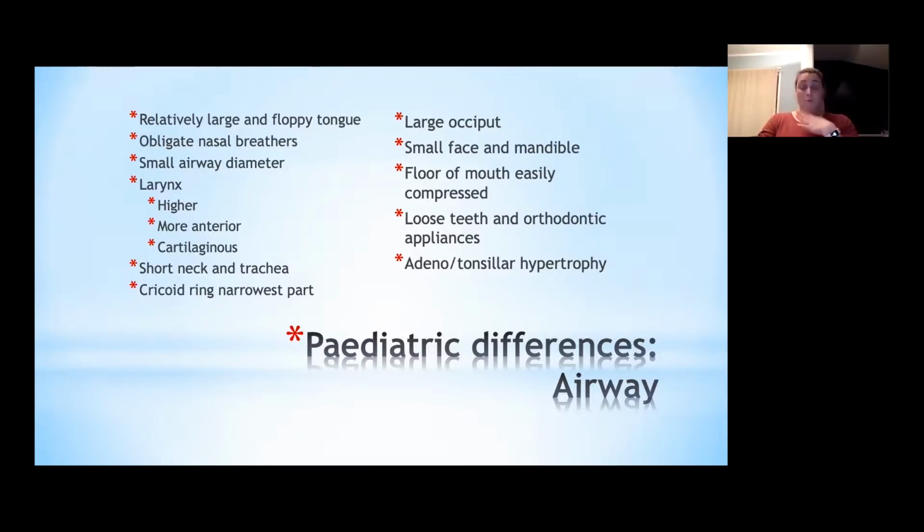They've got quite a small face and mandible, so obviously they need smaller masks when you're bagging them. The floor of their mouth is quite easily compressed, so when you're doing a bag valve mask, or even when you're adjusting the airway, you need to be really careful that your fingers aren't compressing the bottom of their mouth. They're obviously at risk of loose teeth and orthodontic appliances depending on their age, and they've also got quite large adenoids and tonsils, so they can get occluded airways really quickly when they're unwell, because they're already quite big anyway.